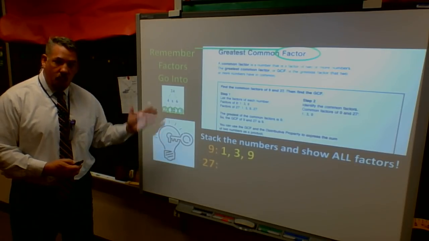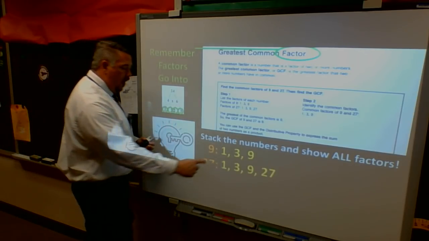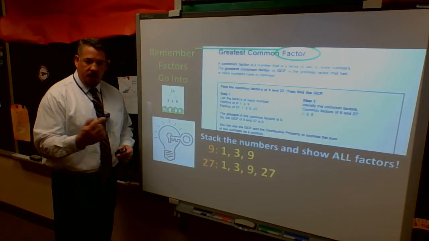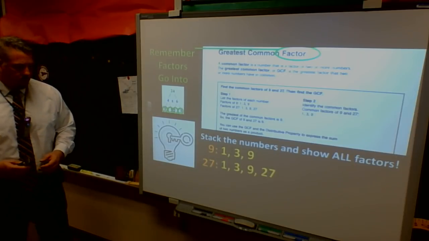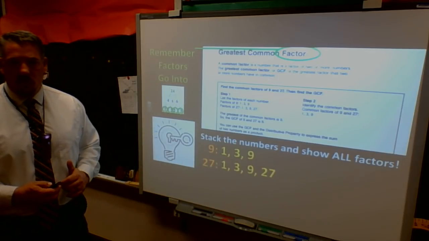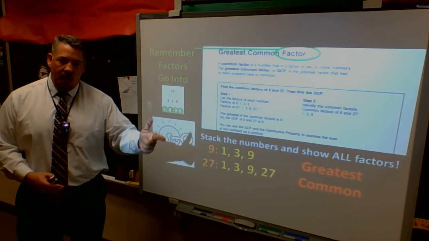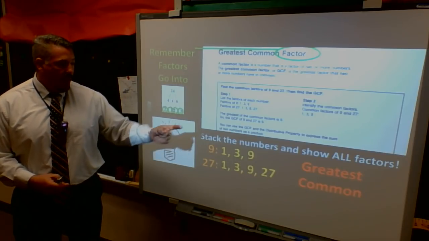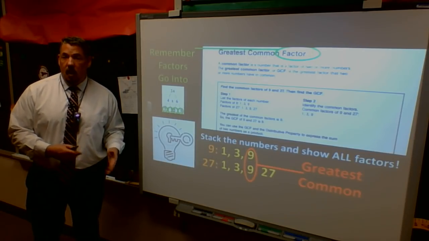On the 27, I know I'm going to have 1 and 27, and then anything in between those that go into 27 evenly. So I know I have 1 and 27. 2 doesn't because it's not even. 3: 2 plus 7 is 9, so 3 does go into it evenly, 3 times 9. 4, no, 5, no, and I can count all the way up to 9. 9 is the only other one that goes into 27. Once I have that, then I have to look at what we're talking about. Greatest common. So it has to be the largest number, and it has to be listed in both of those as a factor. So my greatest common factor between those two is just simply 9.